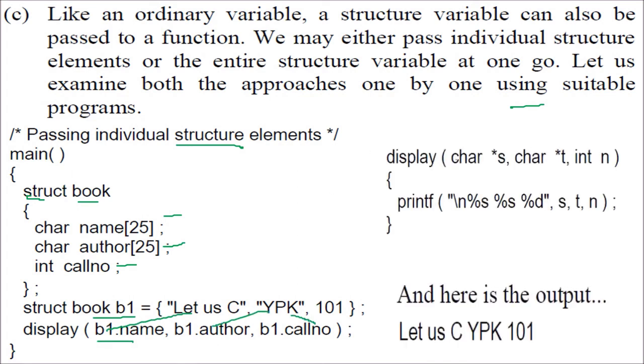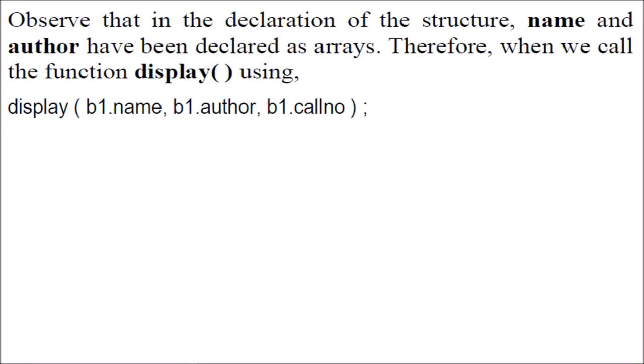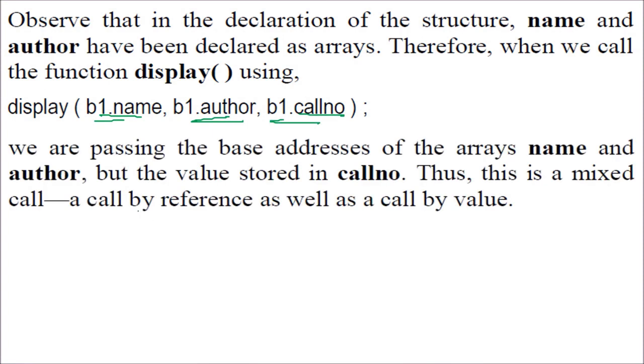So here, because these are strings, we are taking these two as pointers, and this is the int, which is our call number. So we are just printing it. And now we see here the B1.name we have taken as star S, this is taken as star T, and this is taken as N. So these two are called by reference because we are passing the address, and this is called by value. So this is a mixed call by reference and call by value, both are there.